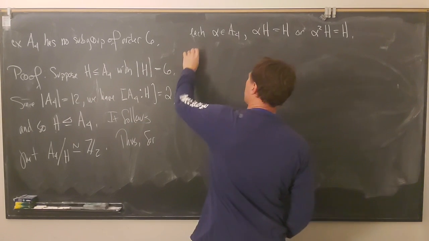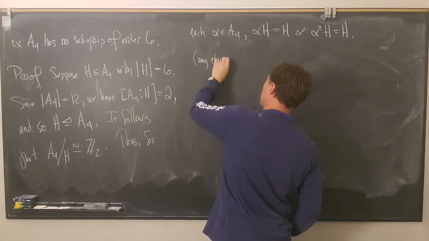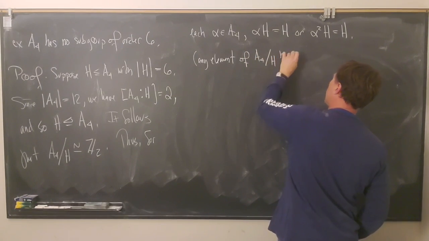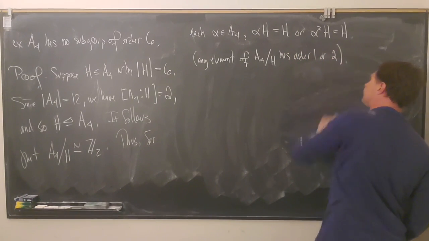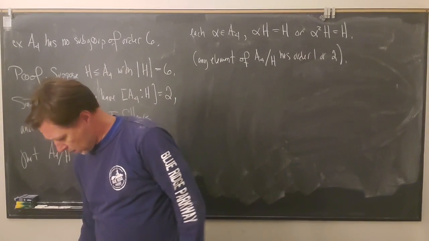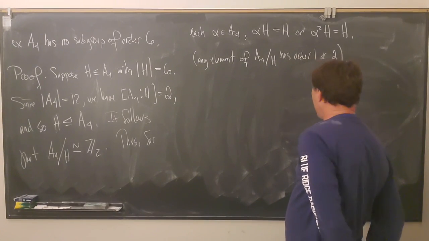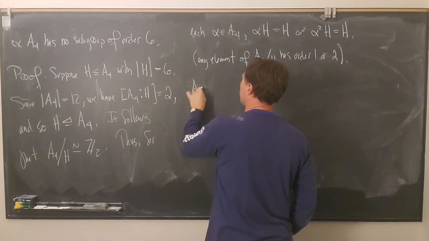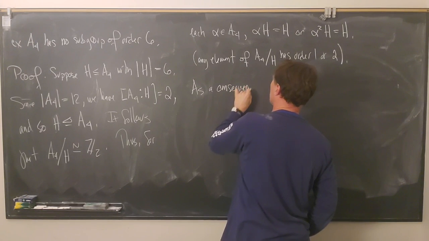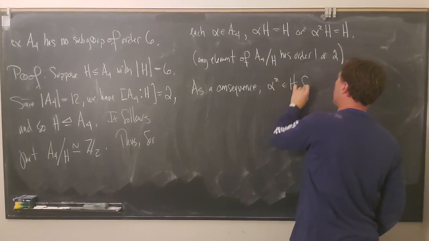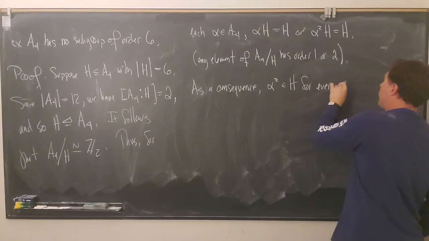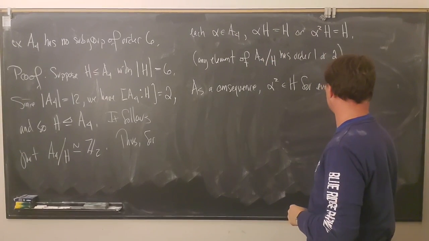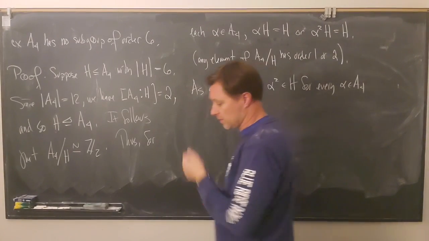So the reason here: any element of A4 mod H has order 1 or 2. So what does that mean then? It means that alpha squared is going to be an element of H for every single alpha. As a consequence, alpha squared is an element of H for every alpha in A4. It's either in H to begin with, or if not, then its square has to be in H. If it's in H, then of course the square of it is in there also.